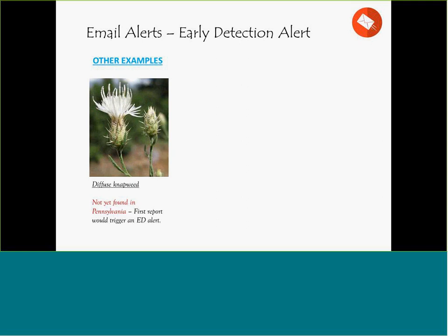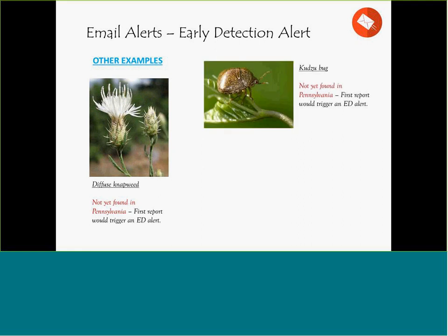This picture of diffuse snapweed, and this one is not yet found in Pennsylvania as far as we know. You would set up an early detection alert for this species. The first report that someone would submit and would be confirmed in iMap would trigger that early detection alert, so that you would then be aware that it was found. This is another one that hasn't yet been found in Pennsylvania.